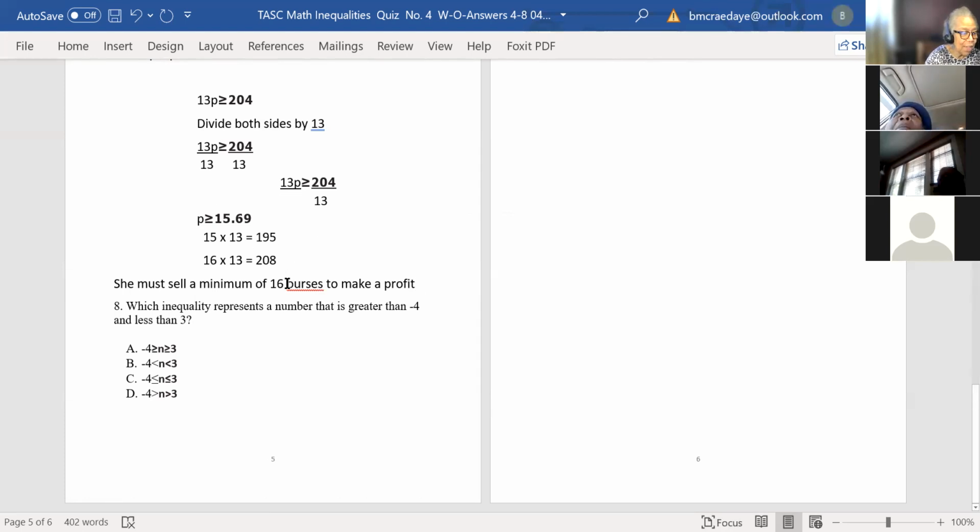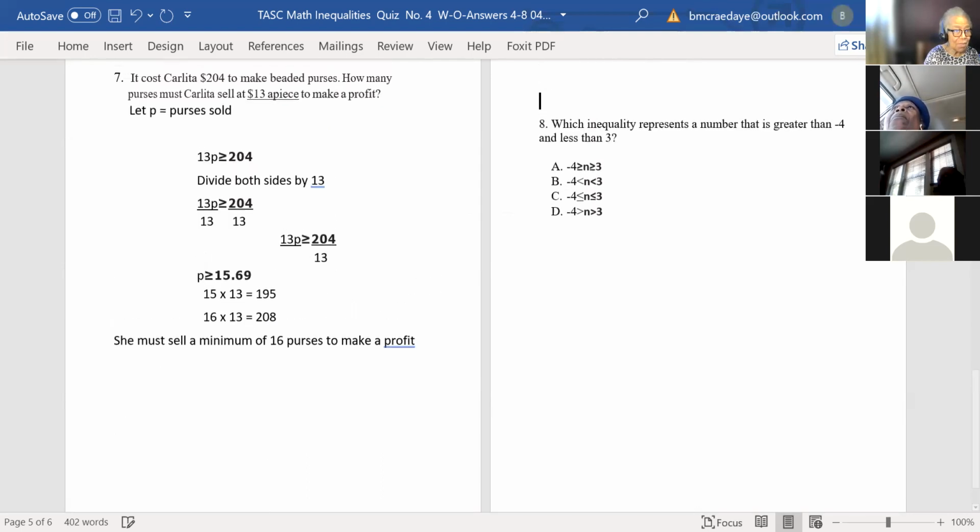This is a case where you had to round up, right? Some cases we don't round up, but this is a case where we had to round up. Very good. Because the profit means what she makes is greater than what it cost her to make the purses. So you have to have a profit greater than this 204, right? Has to exceed that 204. If it doesn't exceed the 204, it's not a profit. It's a loss. You got it?